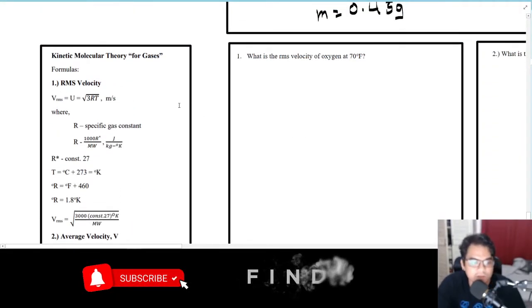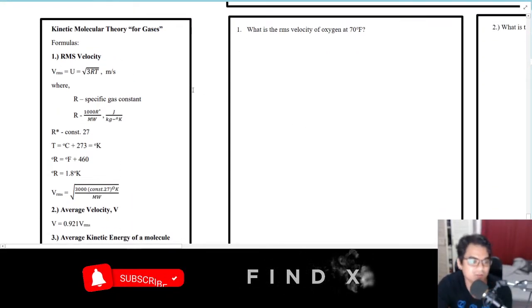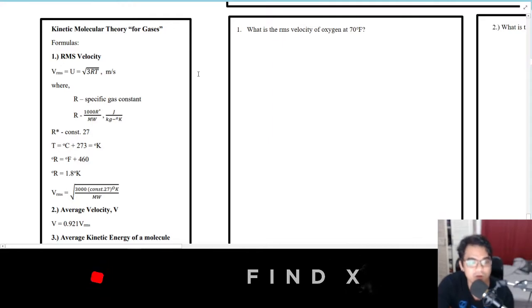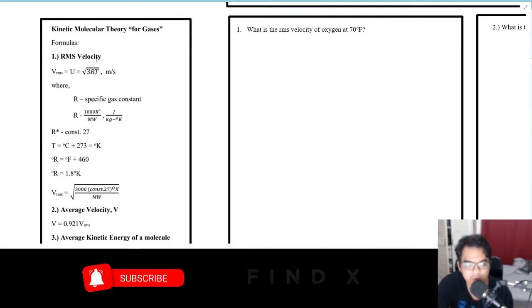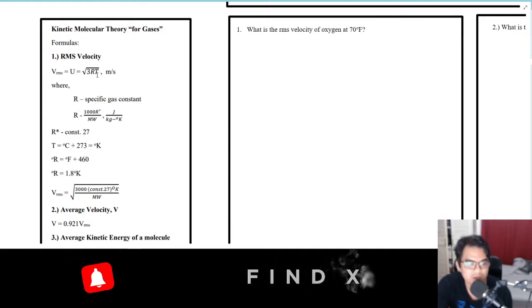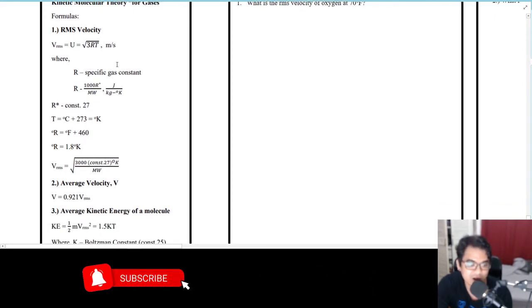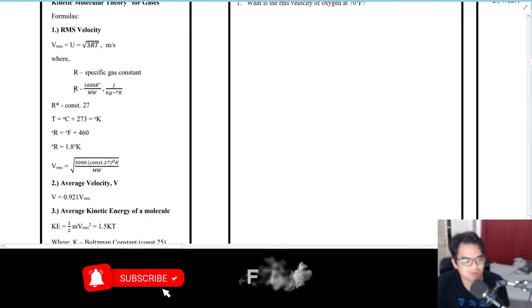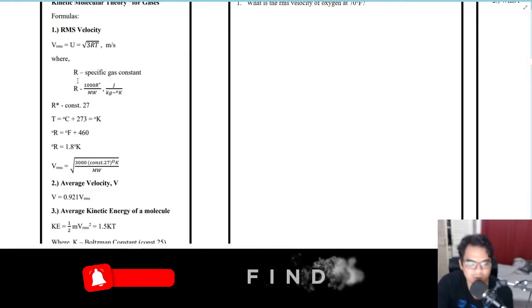Okay, so we have the next and last topic, which is the kinetic molecular theory for gases. Here we have the formulas: RMS velocity, U, is equal to the square root of 3RT. This should be in meters per second. We already know that R is a specific gas constant, so that can also be represented as 1000R all over the molecular weight.